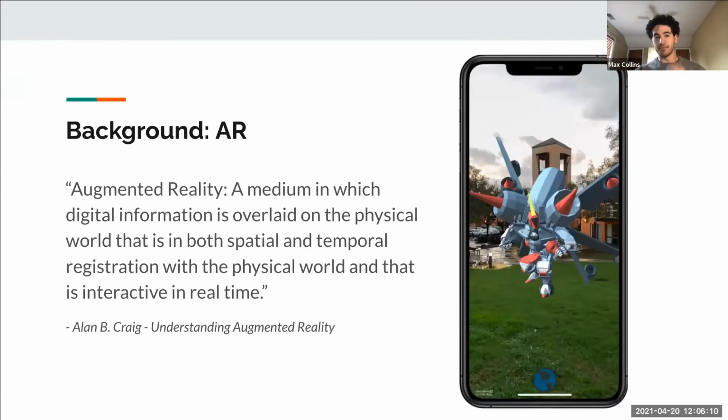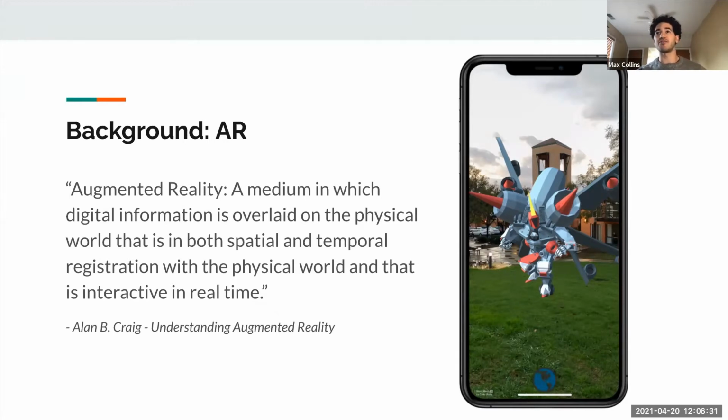So a little bit of background on what AR is. This is the definition that we subscribe to from Alan Craig. So augmented reality, a medium in which digital information is overlaid on the physical world that is both in spatial and temporal registration with the physical world, and that is interactive in real time.